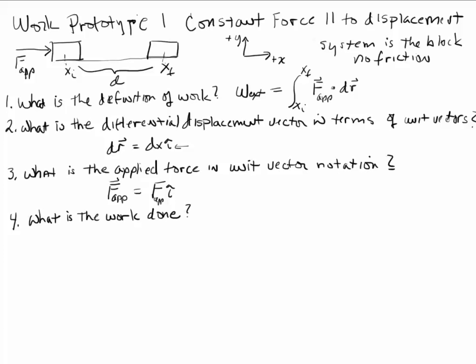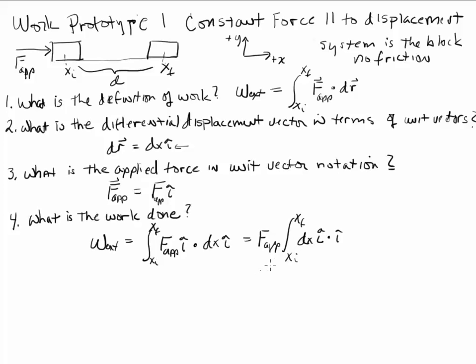What is the work done? Well, we want to calculate the work. The external work is just simply this integral from the initial position to the final position, which is the magnitude of the applied force times the i hat unit vector, dot product with dx in the i hat direction. And we can write that as the integral from the initial position to the final position of simply dx, pulling out the constant applied force from inside the integral. And then we have the dot product of the unit vector i dot i. And of course that is 1.